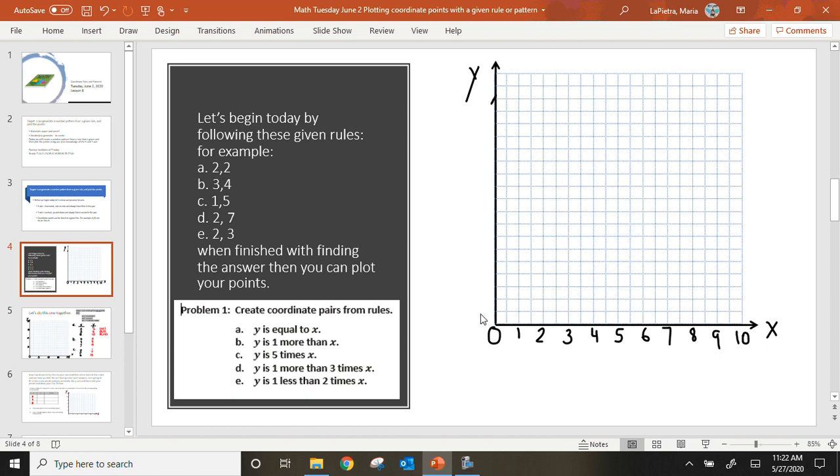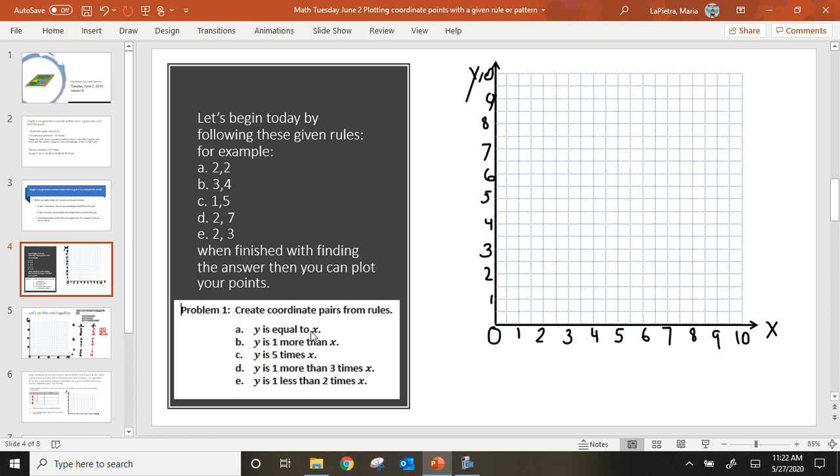Okay, and on the y, 1, 2, 3, 4, 5, 6, 7, 8, 9, 10. Okay. Now we are ready to plot points once we figure out what each rule is.